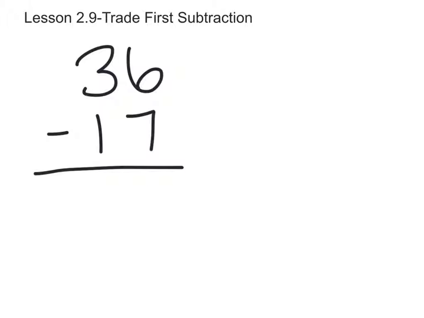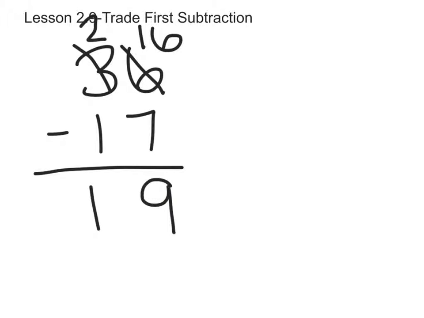I'm going to borrow from my 3 tens. I cross off the 3. It now becomes 2 tens, making my 6 16. I just borrowed one group of 10 and added it to my 6 ones, giving me 16. I can now take 16 minus 7, which leaves me with 9. And 2 minus 1 leaves me with 1. My answer is 19.